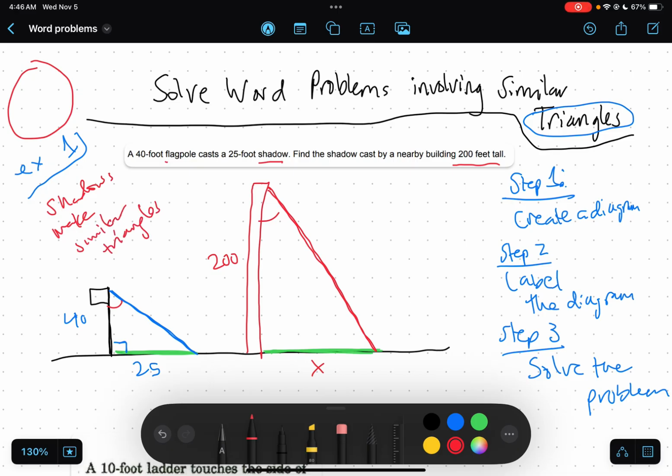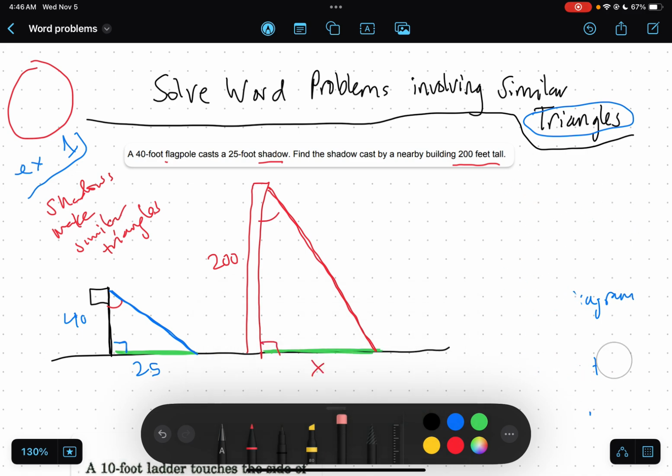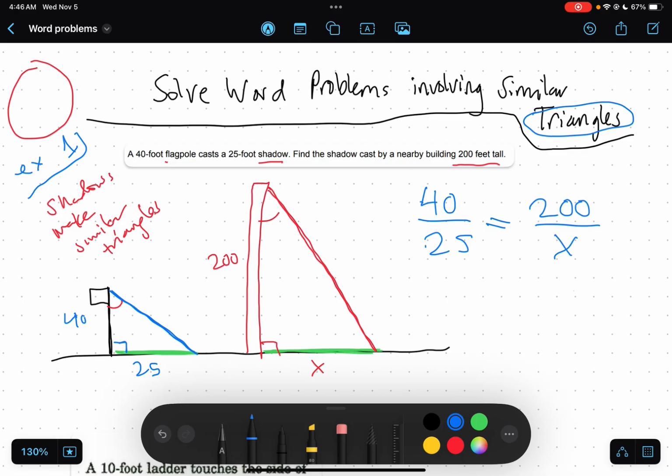So I can just solve this problem with a nice, easy ratio. I also know they both have a right angle. So that means their angles are all congruent. So let's figure out how to turn this into equivalent ratios and solve for x. So I'll just say the ratio of my flagpole to its shadow is 40 to 25. And the ratio of my building to its shadow is 200 to x.